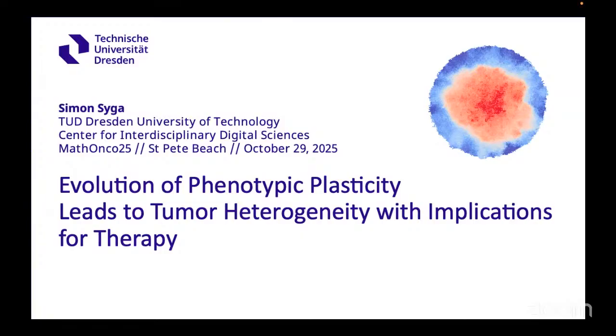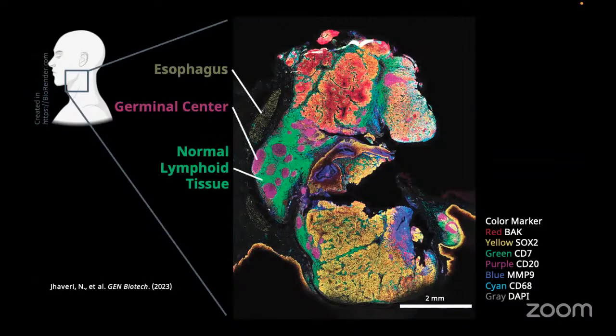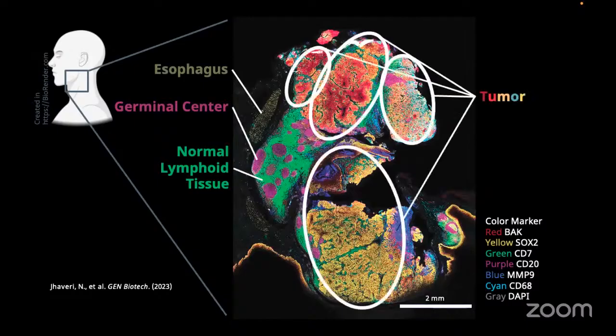So I'm interested in tumor heterogeneity, how it emerges and what it means for therapy. Here's first a picture of tumor heterogeneity in a head and neck cancer. This is spatial proteomics, so you have these markers for cell types, let's say. The details don't matter too much here. What you can appreciate is that you have these well-defined regions of normal tissue, like esophagus, germinal center, lymphoid tissue. And then you have the tumor, and if you look at the tumor, you see that the tumor has very different colors.